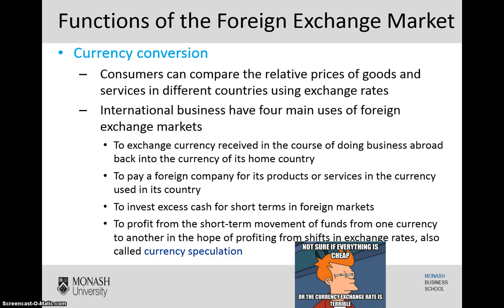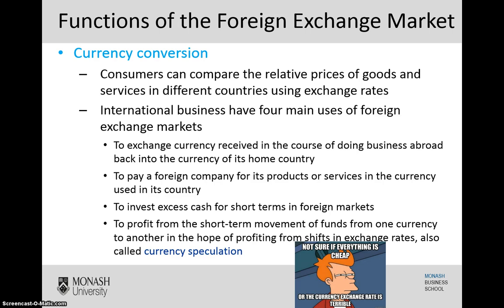It's also useful, conversely, to pay a foreign company for its products or services in the currency for that firm's country. So obviously if you're buying things in a foreign market, or you want to pay that foreign company, then being able to convert your own currency to that firm's native currency to purchase those items becomes really important too.